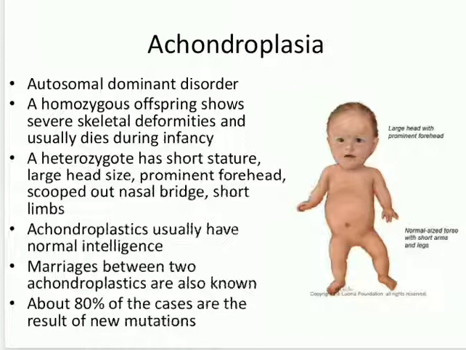Achondroplasia is an autosomal dominant disorder. Here the homozygous offspring will have severe manifestation, and the heterozygote has clinical manifestations like short stature, large head size, prominent forehead, scooped out nasal bridge and short limbs. And achondroplastics usually have normal intelligence, and marriages between two achondroplastics are also known. Already discussed, no? So here it can result from a new mutation. 80% of the cases are the result of new mutation.